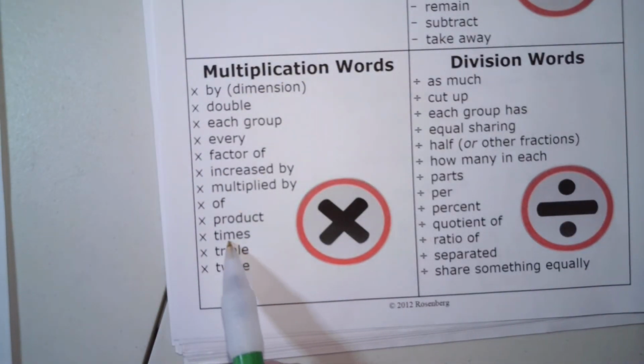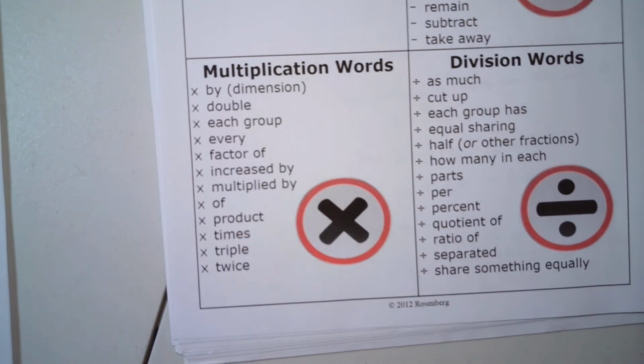Times, 7 times 3. Triple. Triple means 3 times a number. Whatever the number you give me, triple it. So if you triple 2, you get 2 times 3, which is 6. If you find twice a number, that's 2 times. Product means multiplication.